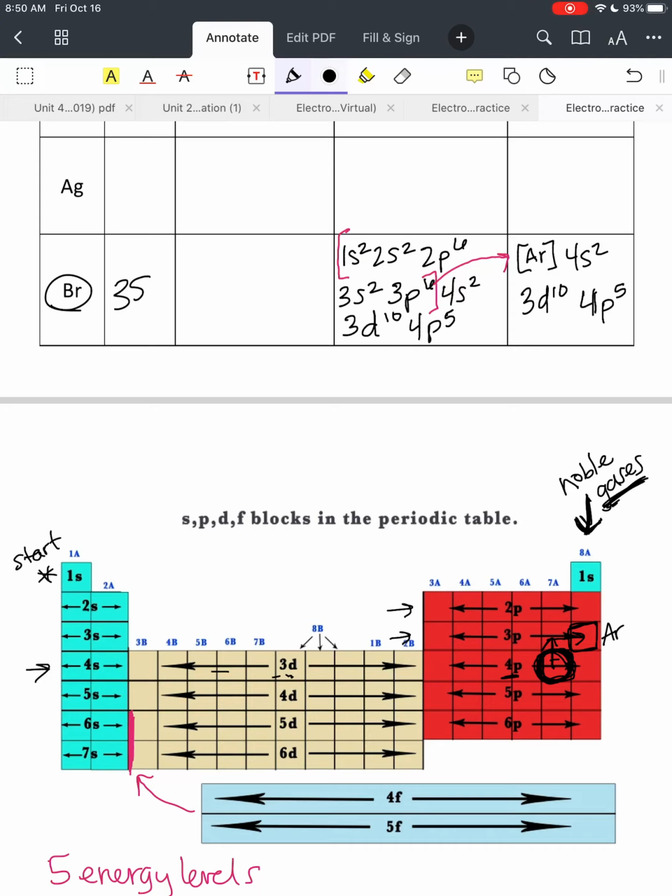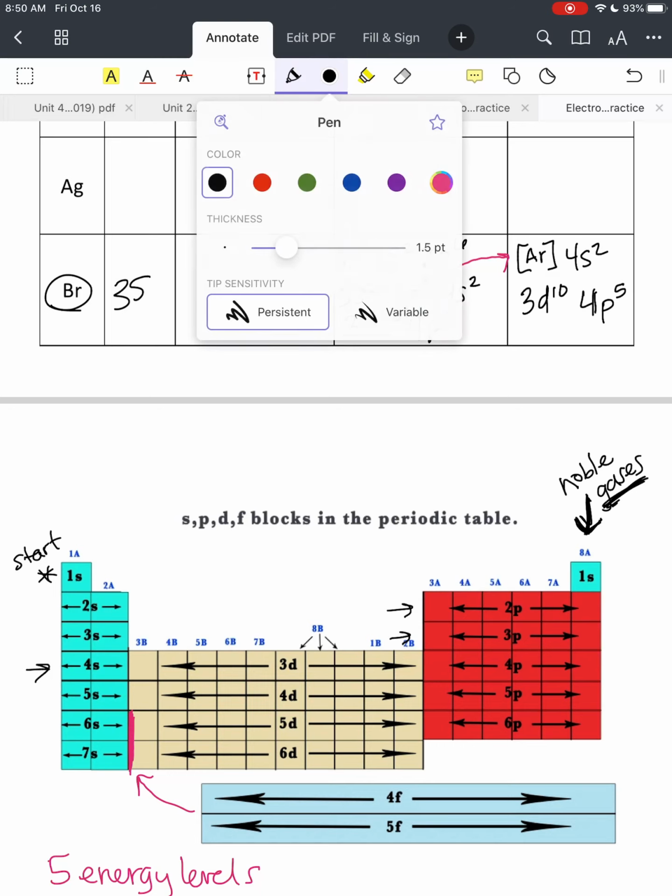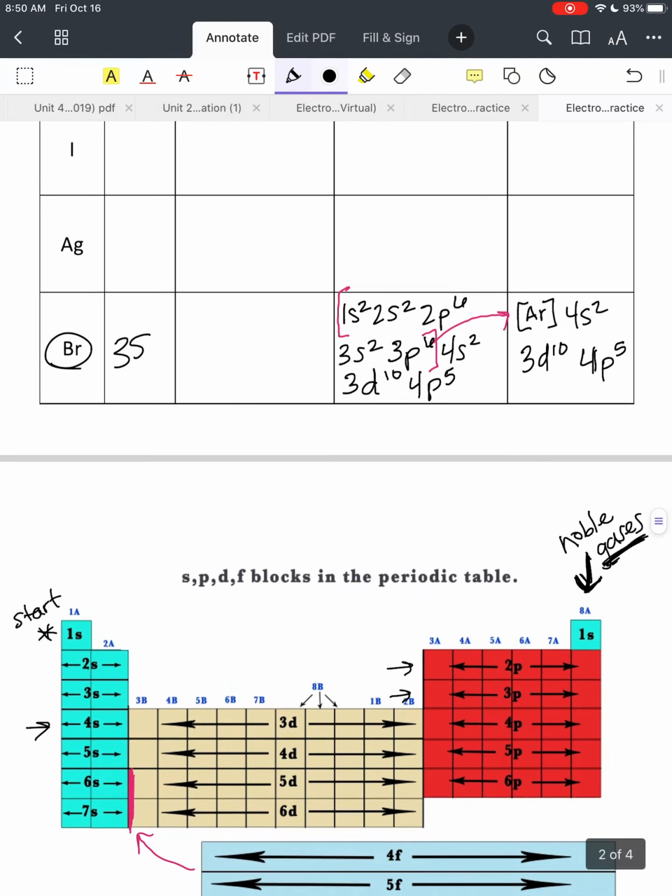Okay, so let's do silver. If you want to pause and try it yourself, that would be a great idea. I'm going to erase all my writing in here. We're going to do both. We're going to do the standard electron configuration first, and then we'll do the noble gas configuration. So silver, let me tell you where it is. Right here. Let me color it in. Its atomic number is 47, so there's 47 electrons.